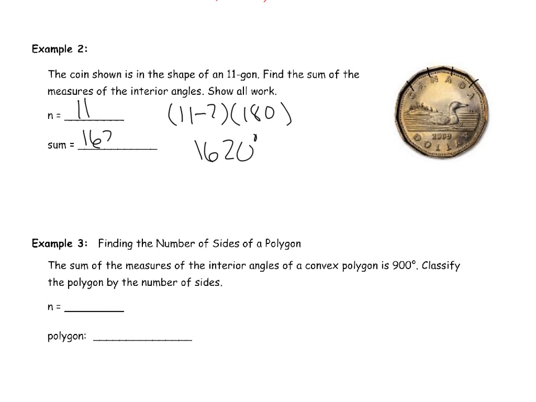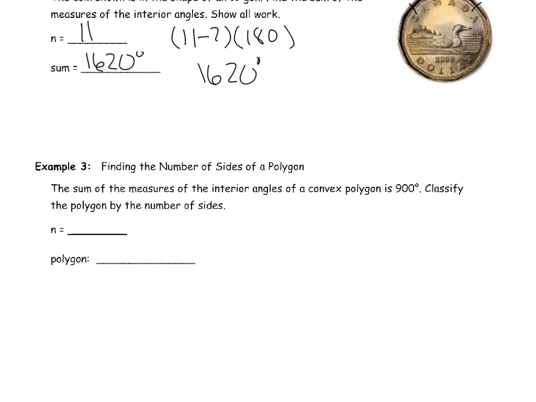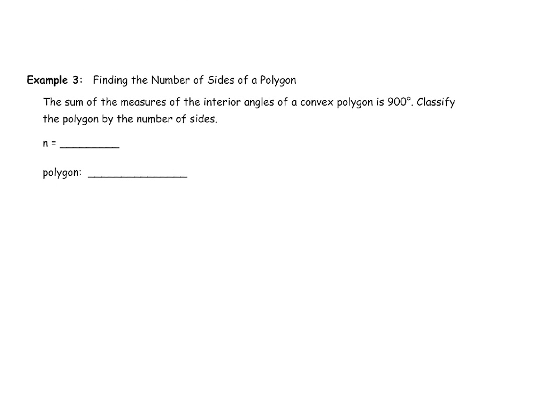1,620 degrees would be the total interior sum for an 11-gon or undecagon. All right, so the sum of the measures of the interior angles of a convex polygon is 900. They kind of switched this up on us. So now we're given the sum of the measures, and they want us to figure out how many sides it has. So n minus 2 times 180 equals 900.